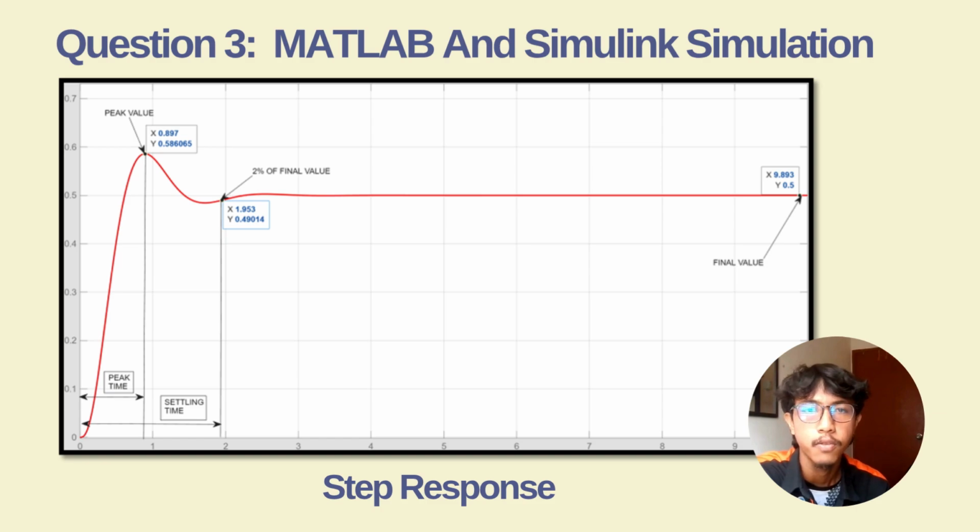After we simulate this, the scope provides us with some very specific data points. First, for the peak value, we get 0.586, exactly at 0.897 seconds. After that, for settling time, the time taken to reach 2% of our final value is 1.953 seconds. And finally, for our steady state final value, we get 0.5.